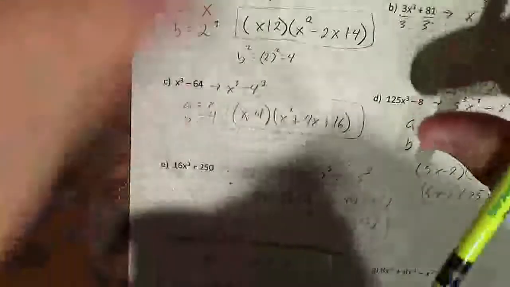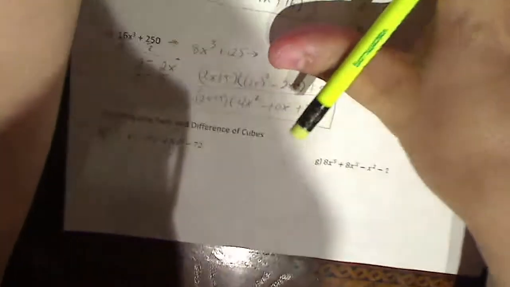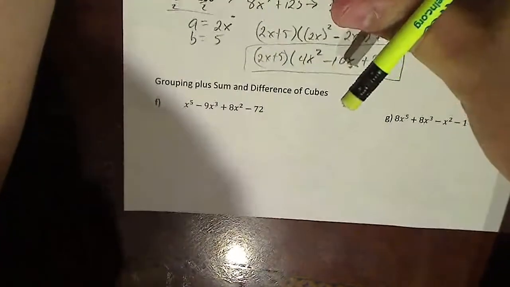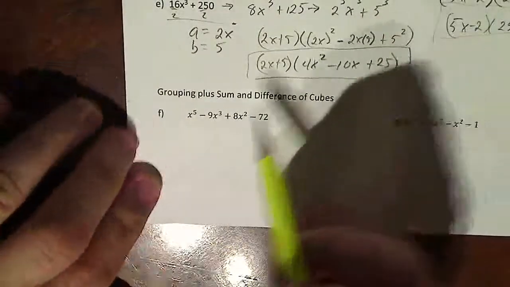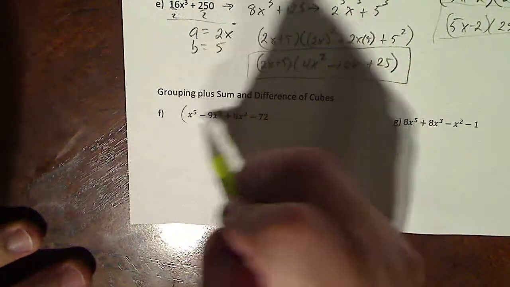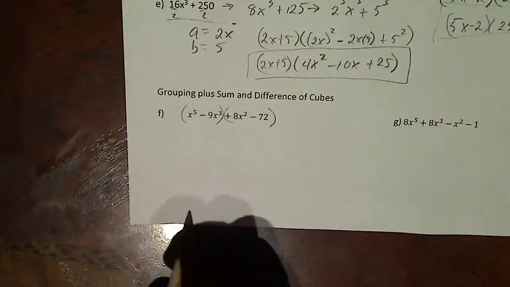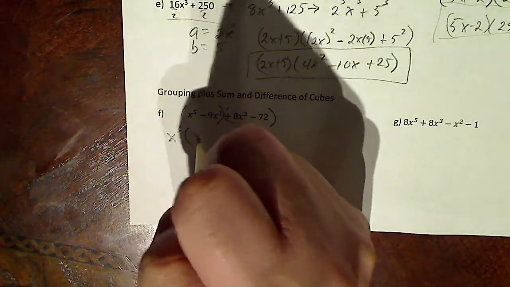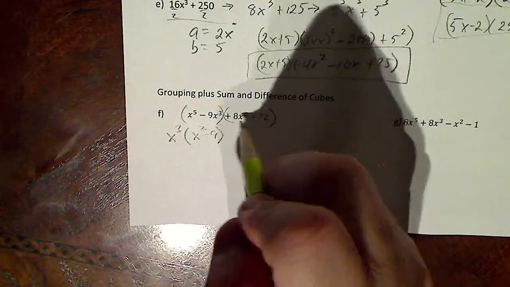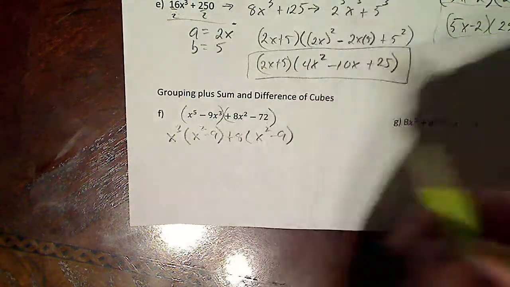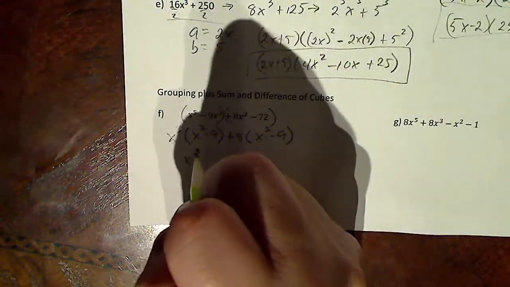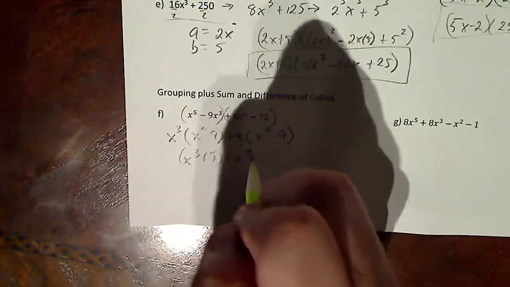Now, how would we put all this together? We've done grouping, we've done sum and difference of cubes, so now we're going to do a problem that involves everything. So the first thing I'm going to do is group, since I have 4 terms. And again, I'm just going to group accordingly. The GCF of the first one would be x cubed, and then that becomes x squared minus 9. The second one, my GCF looks like it'd be 8, and that would be x squared minus 9.